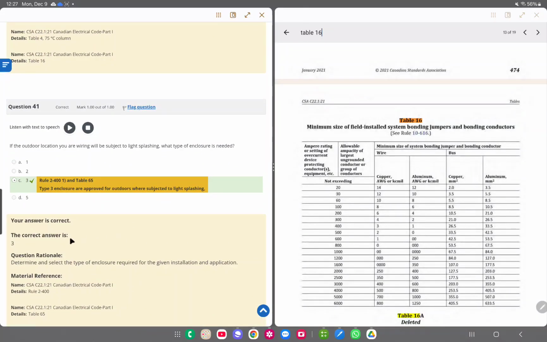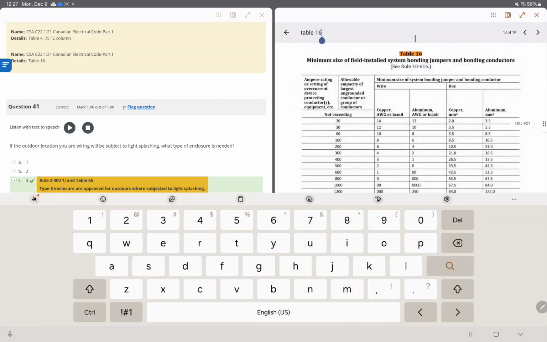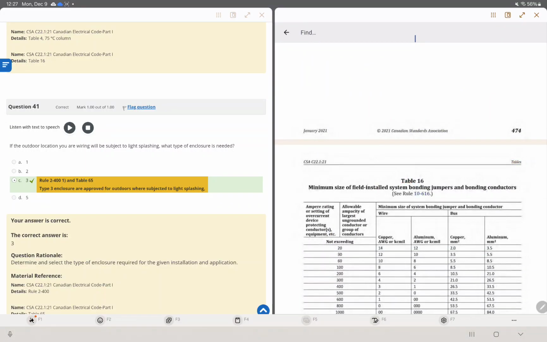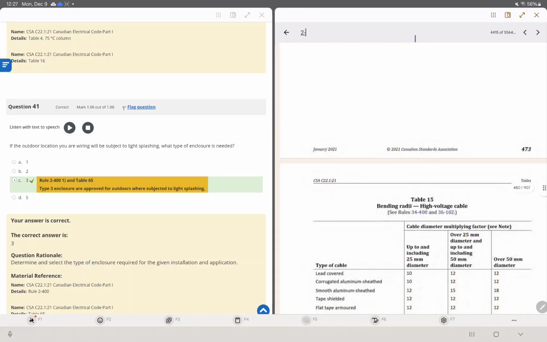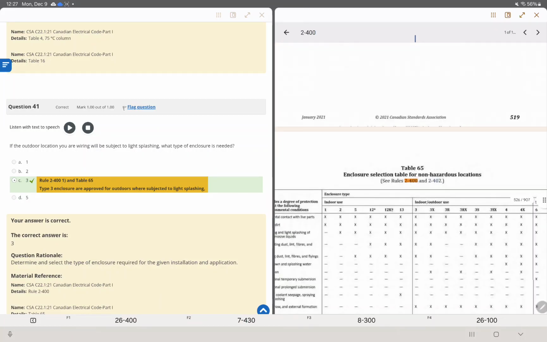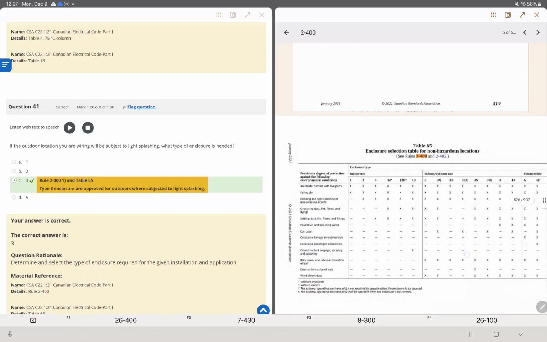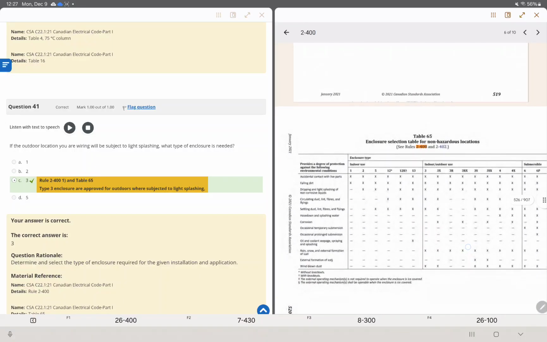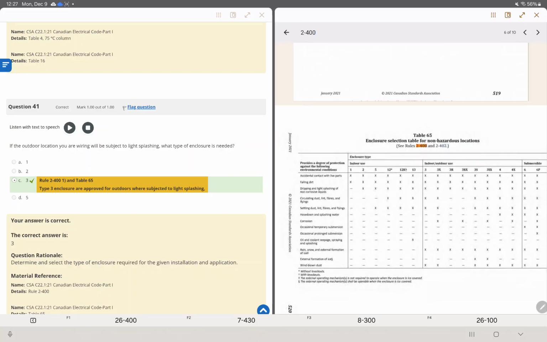If the outdoor location you are wiring will be subject to light splashing, what type of enclosure is needed? This is in 2-400. Table 65 is also here. Ultimately 2-400. How do we know it's in section 2? If we look at the table of contents, section 2, general rules, at the bottom it says enclosures. Enclosures on page 79 would then bring us to table 65.